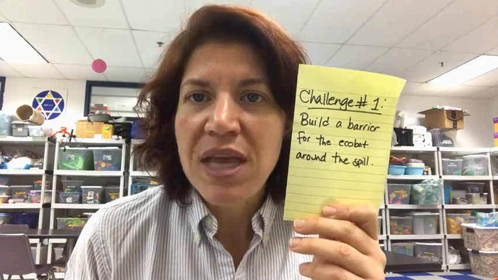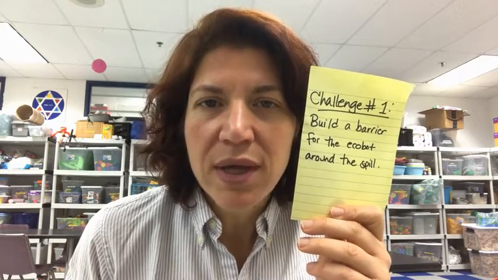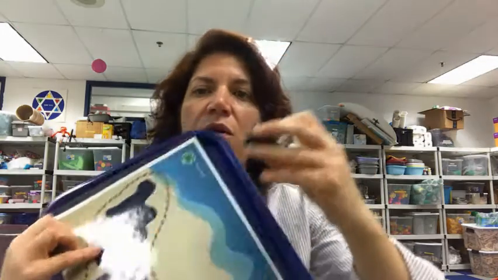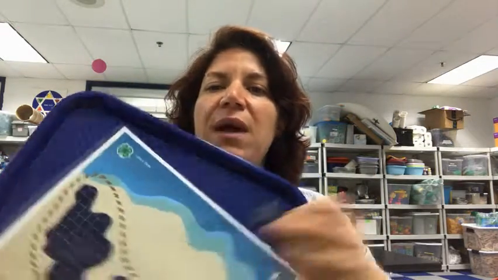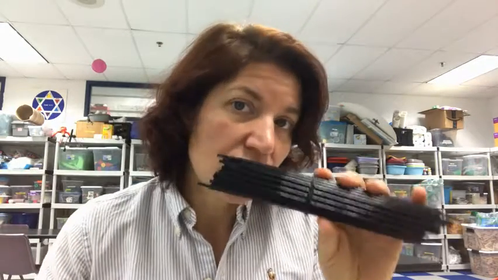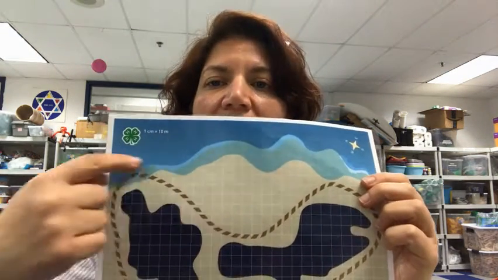Challenge number 1 is to build a barrier for the ecobot around the oil spill. Since the hex bug bounces around everywhere and you can't figure out where it's going to go when you put it on here, you're going to create a barrier for it. You're going to have some cups, some straws, probably some index cards and paper and tape. You may or may not have other materials with that. And the goal is to create a boundary.